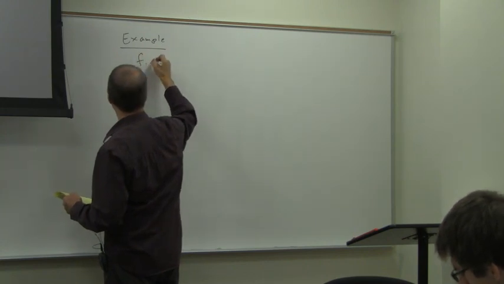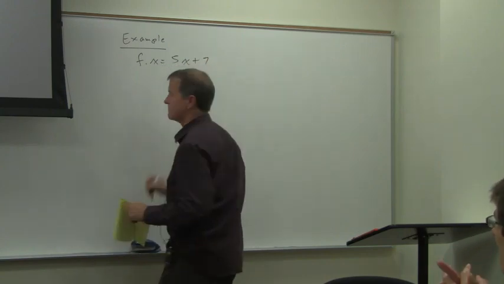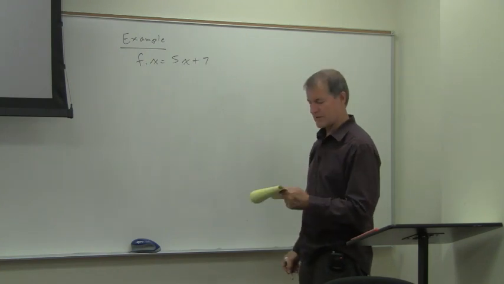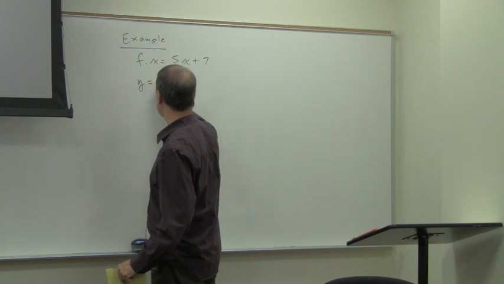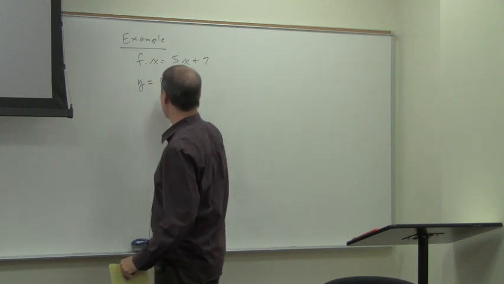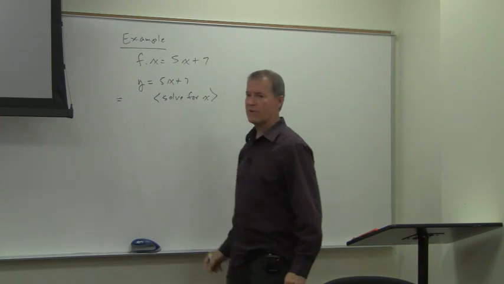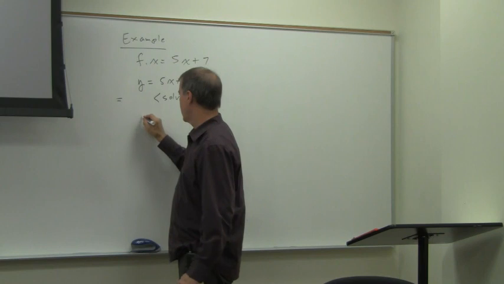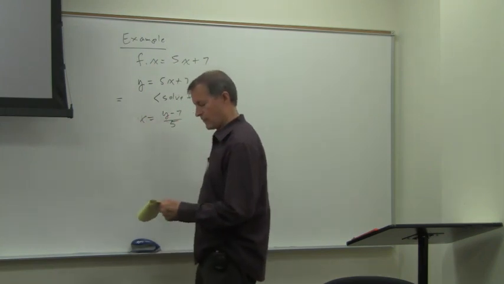Suppose f of x is 5x plus 7. Then how would you get the inverse? Well, you'd say y equals 5x plus 7, and solve for x. Can you do this really quickly in your head? So x equals y minus 7 over 5, right?